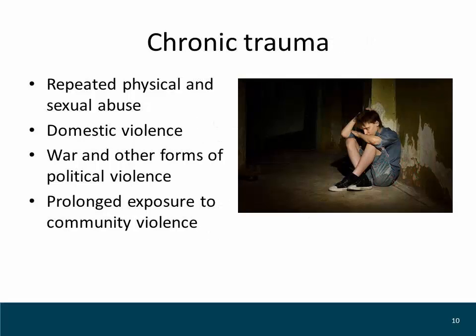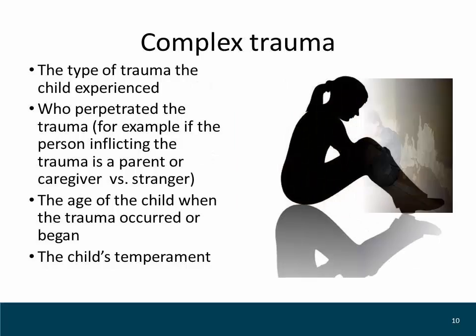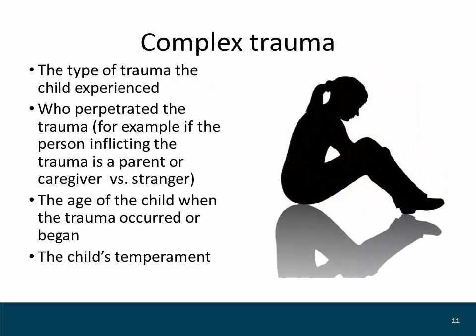Chronic traumatic situations might take place over a longer period of time or occur repeatedly. Chronic traumatic events include repeated physical and sexual abuse, domestic violence, war and other forms of political violence, and prolonged exposure to community violence. As more about trauma is learned from research, practitioners have become sensitive to the impact on children's development when exposed to multiple or prolonged traumatic events.